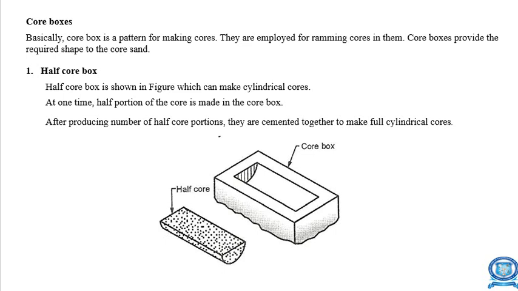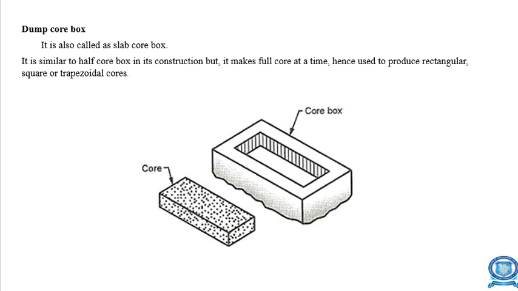Core boxes. Basically, a core box is the pattern for making a core. They are employed for ramming core sand in them. The core box provides the required shape to the core sand itself. There are different types of core boxes. First one is a half core box. It is shown in the figure, and can make a cylindrical core. At one time, half portion of the core is made in a core box. After preparing the half core portions, they are cemented together to make the full cylindrical core itself.